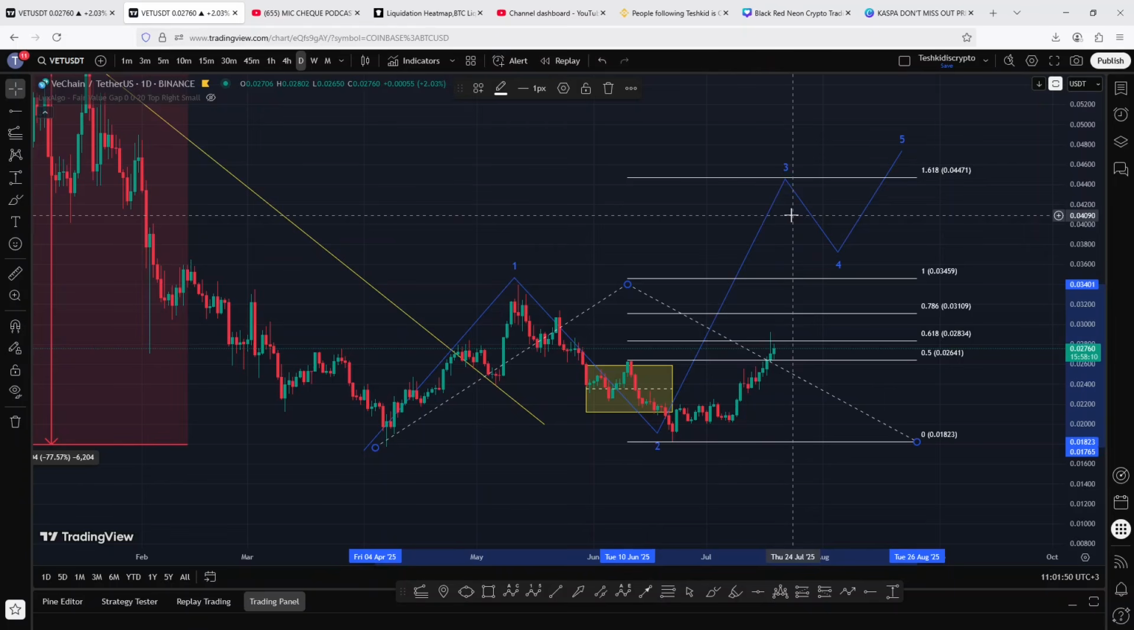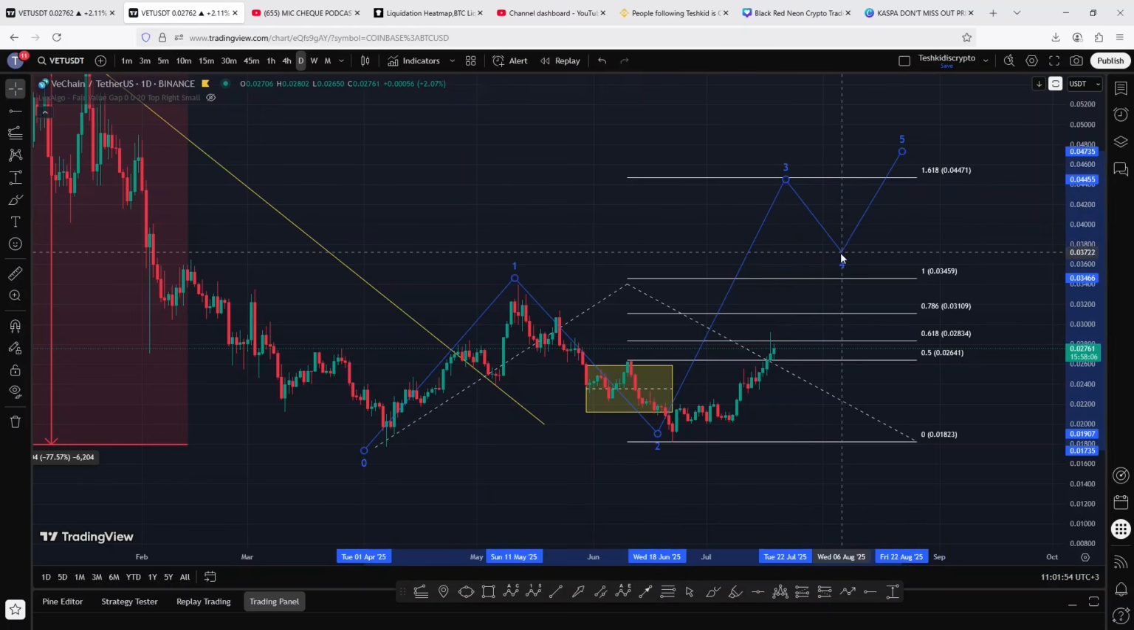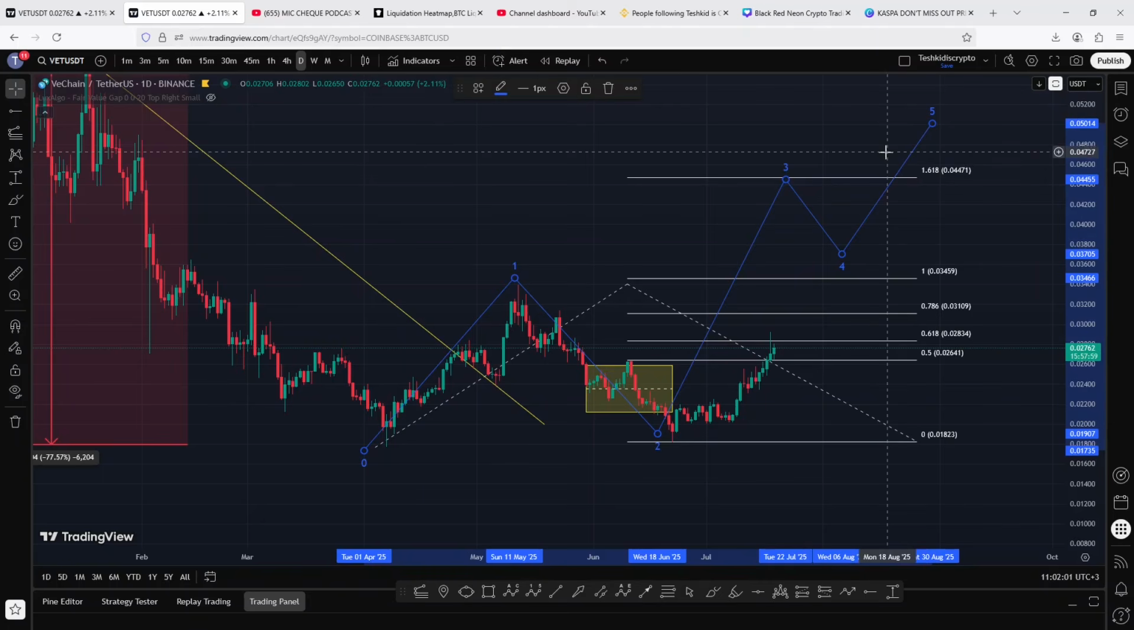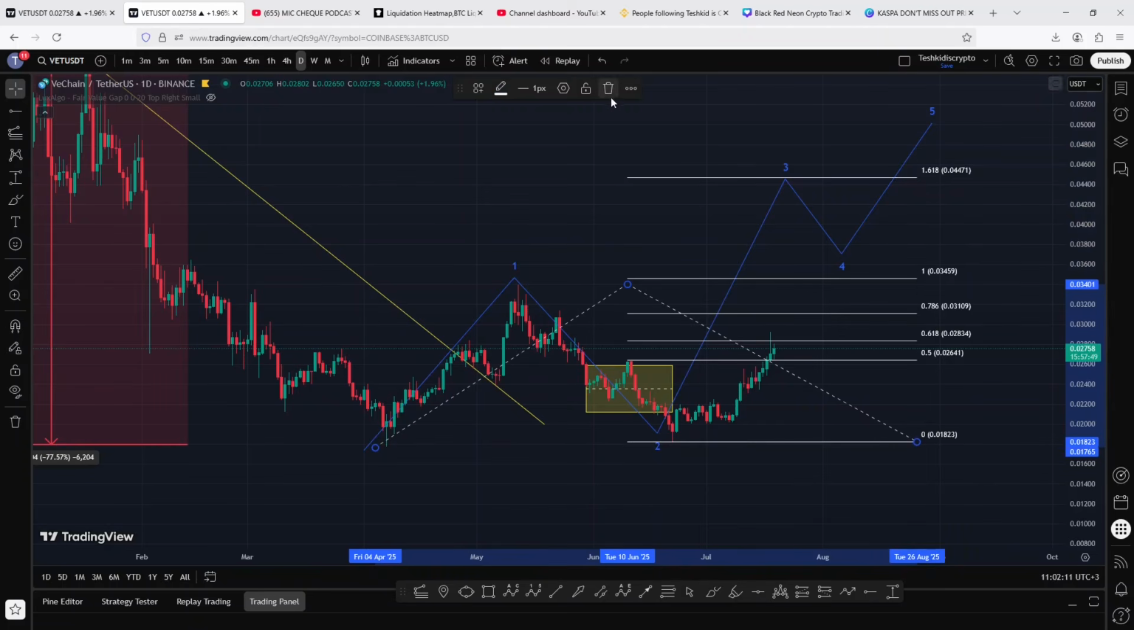And the moment we hit that target area, I will expect a pullback in the formation of this wave 4 and then continue pushing even higher, more aggressively in the formation of that wave 5. So that is the reason as to why I believe that Vechain can continue seeing higher prices, having the 0.04471 as my next upside target area.